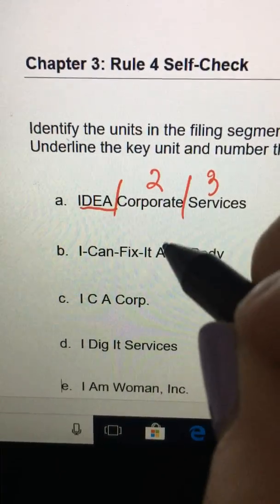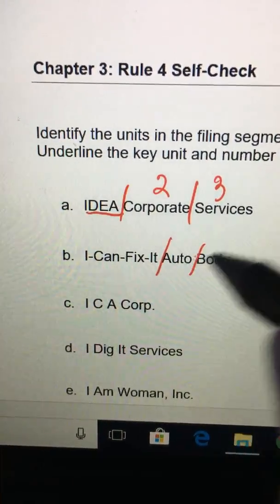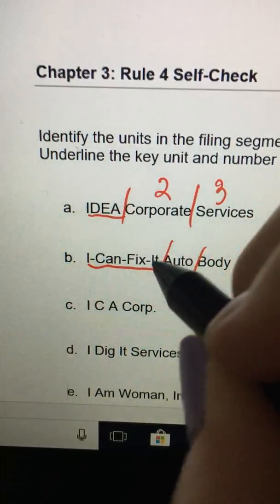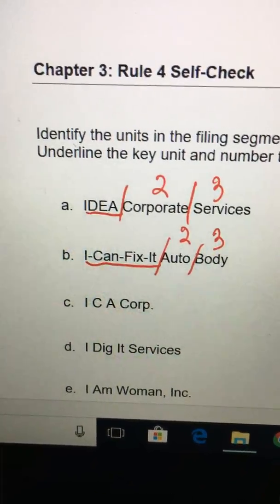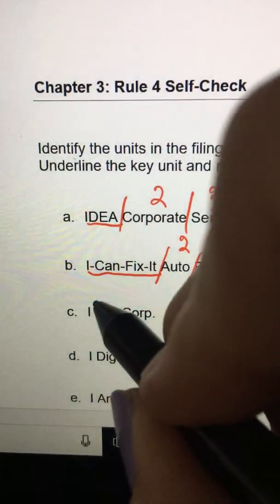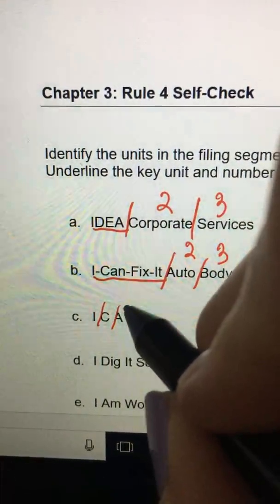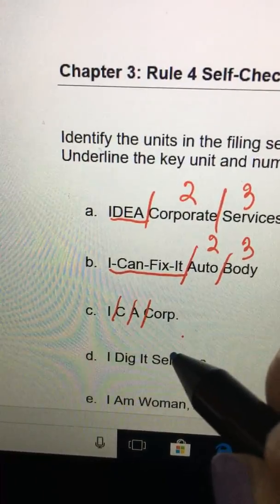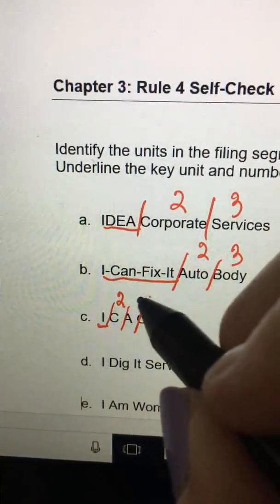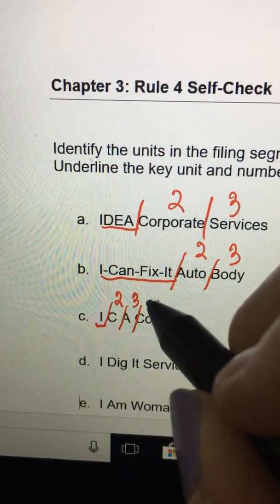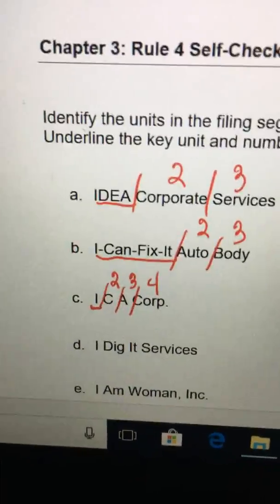I Can Fix It auto body. Again, look for your spacing. I Can Fix It auto body. If you look at ICA Corp, there's spaces after each one of those letters. So I is the key unit, C is the second, A is the third, Corp is 4.